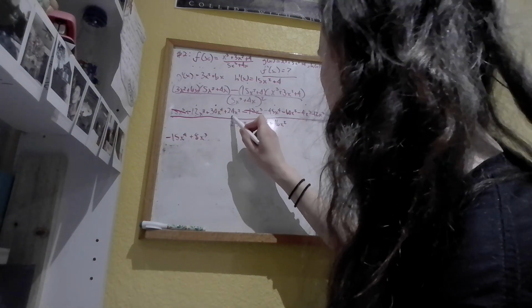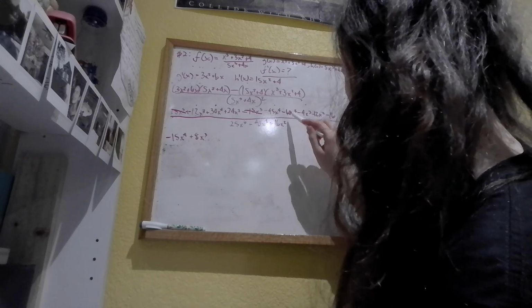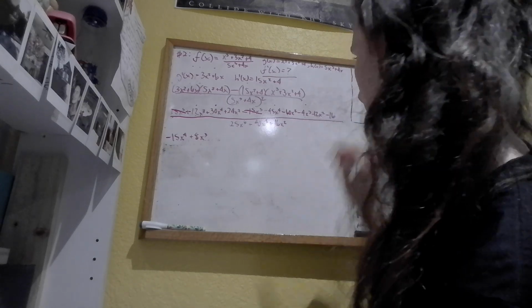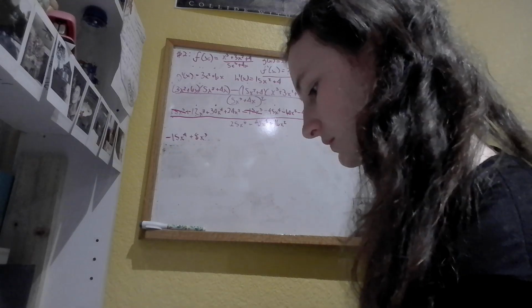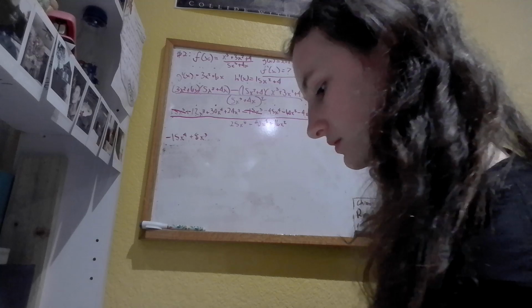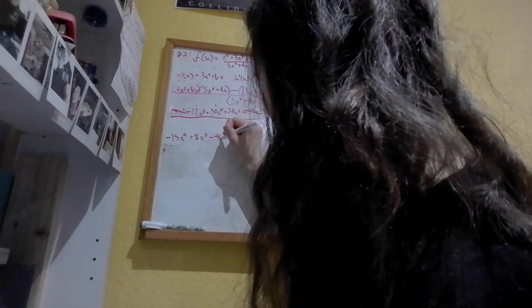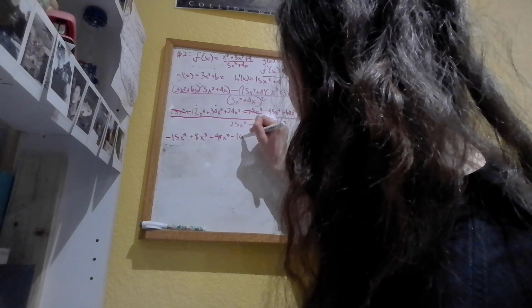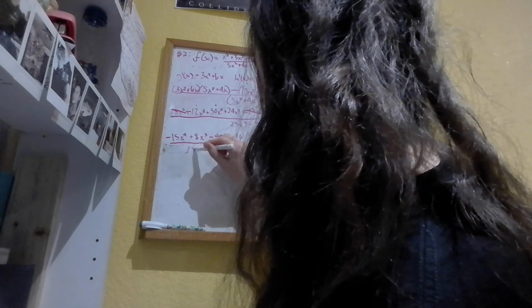Then we have 24x squared, negative 60x squared, and negative 12x squared. That will equal, as my calculation shows, negative 48x squared. Finally, negative 16 over 5x squared x.